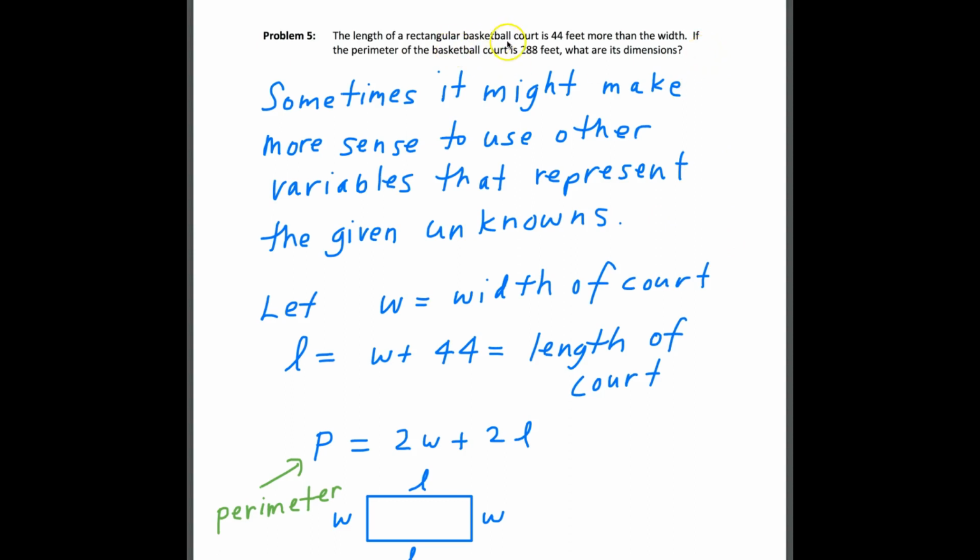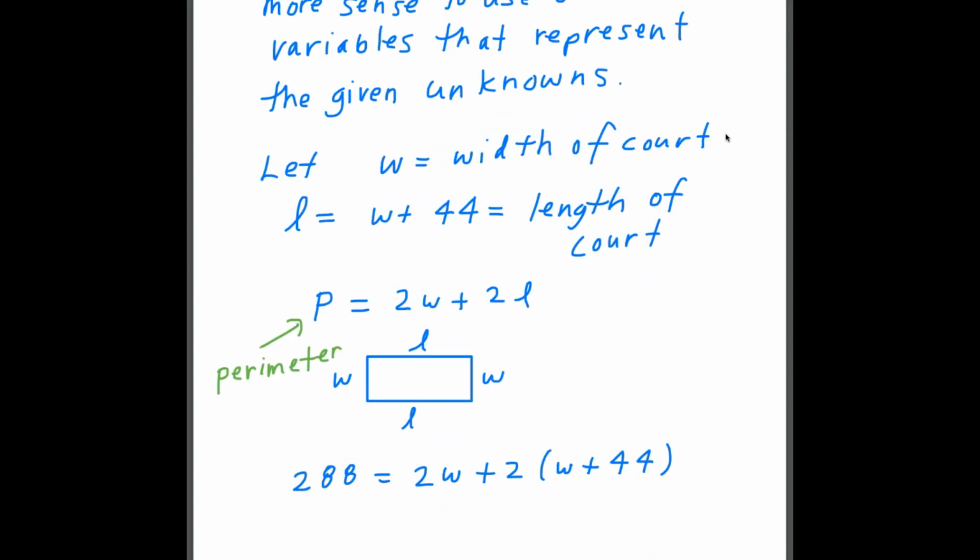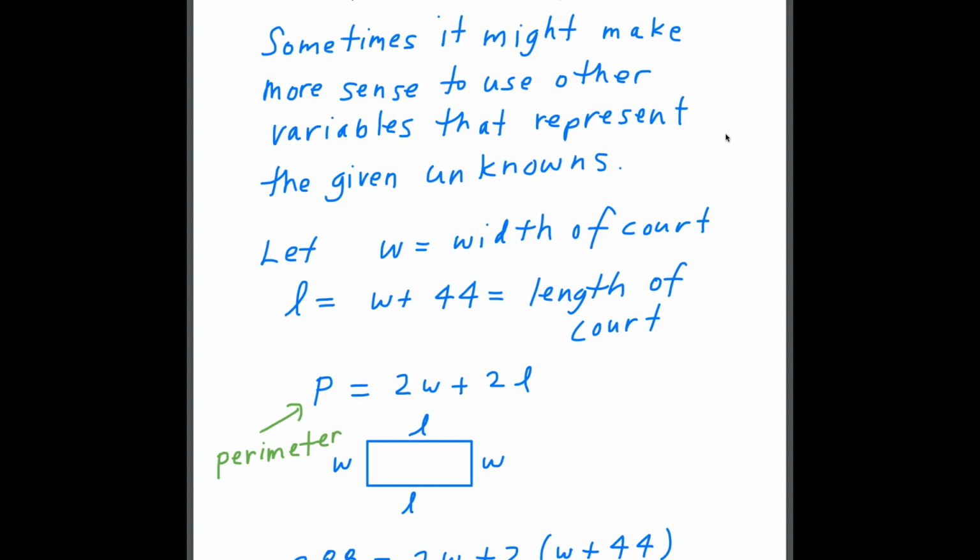It says the length of a rectangular basketball court is 44 feet more than the width. If the perimeter of the basketball court is 288 feet, what are the dimensions? This would be a problem where I would probably use different variables instead of just using x. So I think it makes more sense here to represent W as the width of the court.